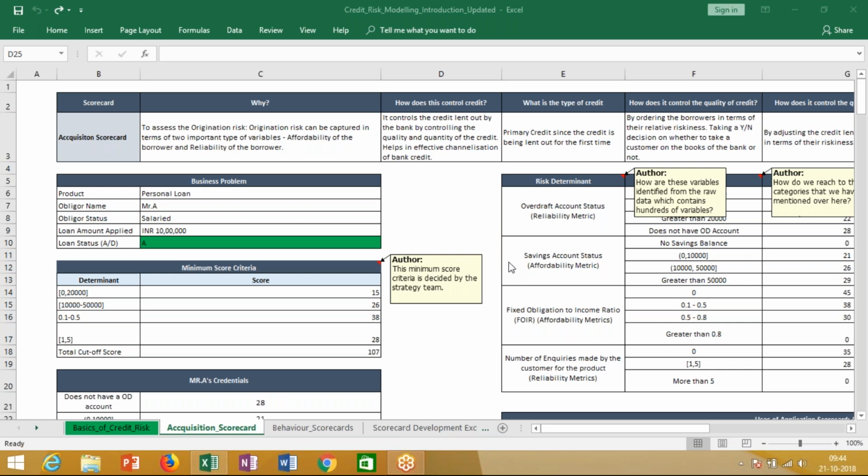Every time you hire a borrower, you are increasing your RWA, and every time you are ignoring a borrower, you are foregoing a certain part of profit and growth. So you have to always balance between the two and reach a cutoff.